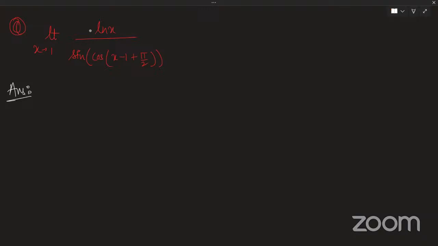What is the value of cos of pi by 2? Cos pi by 2 is 0. So sine of 0 is 0. So which form is this? 0 by 0 form. So I can directly go for L'Hopital's rule. Okay.